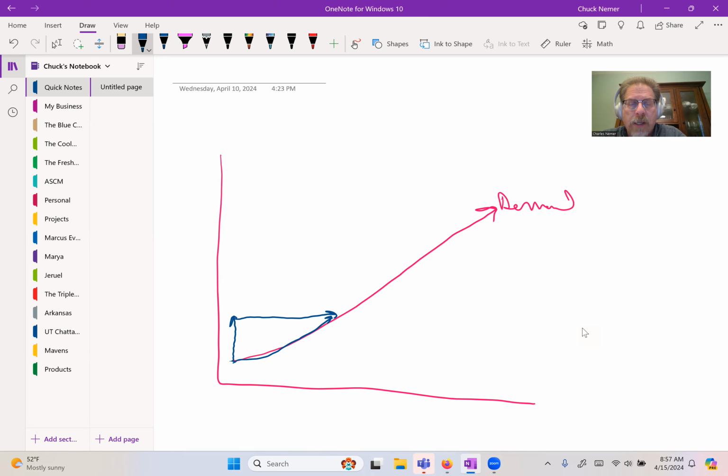And before demand catches up to our capacity, we're going to add some more and stay ahead of it. So we're always out in front of it. So that is a lead strategy.